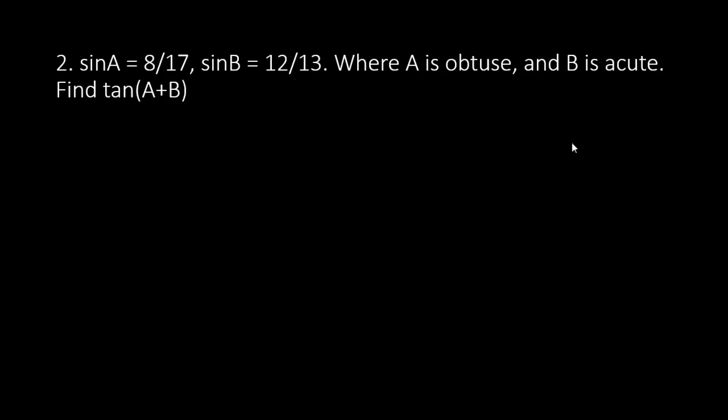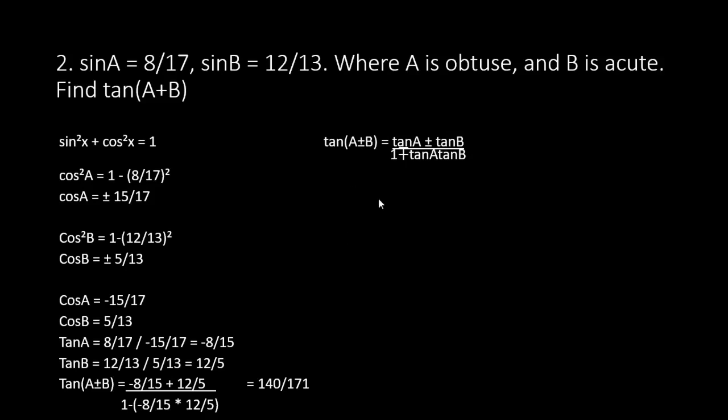Obtuse means greater than 90 but less than 180, and acute means less than 90. And we'll be using these in the question somewhere. So it says find tan A plus B. So we're using our tan identity, which is here. Tan A plus B, this one right here.